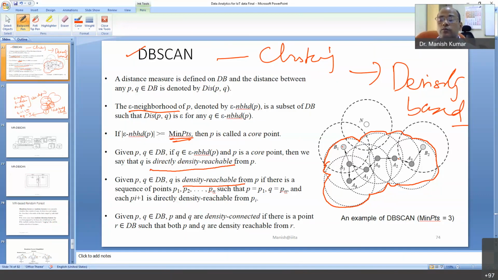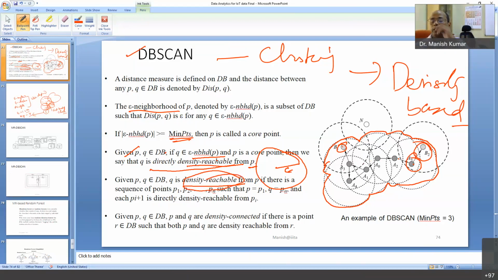So what it means is that given P and Q in data points, if Q belongs to the epsilon neighborhood, meaning that with point P within epsilon distance, all these points are epsilon neighborhood points, then Q is directly density reachable from P. So this is what we do. Density reachability says that if this is 1 epsilon distance, this is 1 epsilon distance, this is 1 epsilon distance. So since you are reaching 1 epsilon distance and you reach to this place, all these are referred to as density reachable.